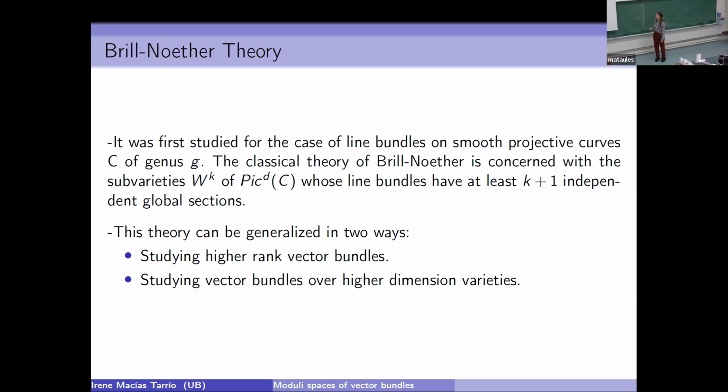So this is the origin, but we can generalize it in two ways. On the one hand, we can study higher rank vector bundles on curves. On the other hand, instead of curves, we can take a surface or an algebraic variety. So we can generalize it in two ways.